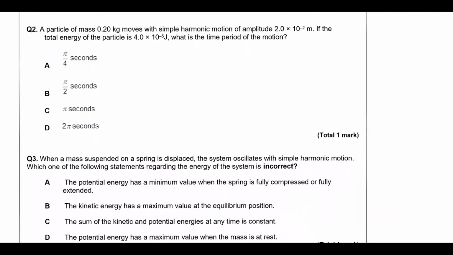Okay, so what we're going to do is use the Vmax equation, which is 2 pi f a. The kinetic energy, when it's at maximum speed, will be all of the energy. So it's going to be half m (2 pi f a) all squared, which is equal to 4.0 times 10 to the minus 5. So when it's at maximum velocity, at the equilibrium position, all of the energy will be in the form of kinetic energy, so we can equate those two. Let's put that into the calculator.